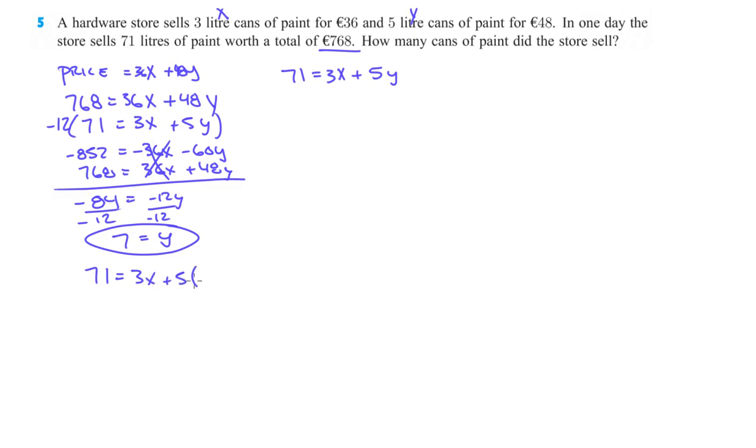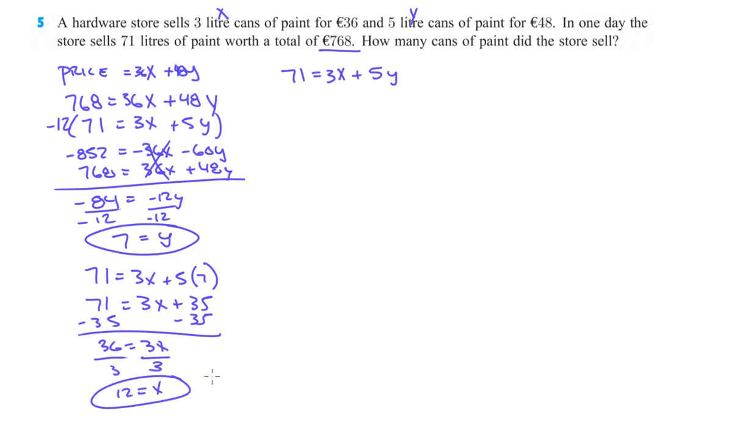3x plus 5 times y we know now is 7. So 71 equals 3x plus 35. Subtract 35 from both sides, and we get 36 equals 3x. Divide both by 3, and we get x is 12. So we sold 7 5-liter cans and 12 3-liter cans.